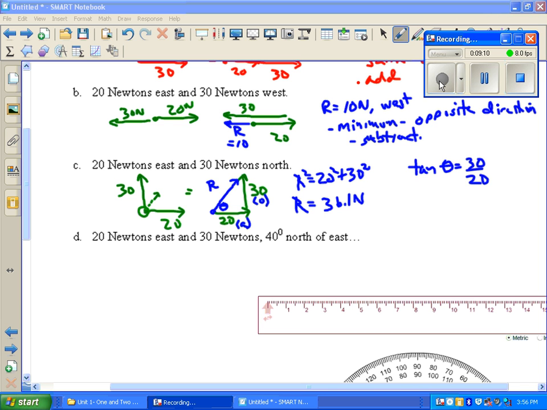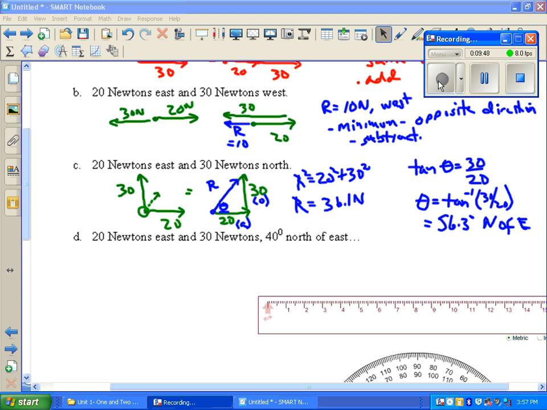To get rid of the tan, I do inverse tan, so theta is going to be tan minus 1 of 30 over 20. And then I use my calculator and I get 56.3 degrees. And then my reference line, I can think of this as being my reference line going east. So I went 56.3 degrees north of that. So north of east. I can't say northeast because northeast specifically means at a 45-degree angle. So I have to write it out that way.